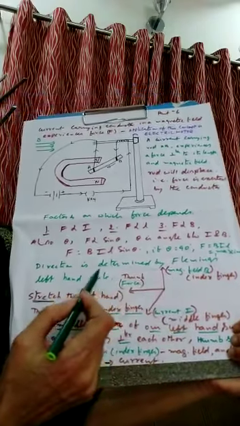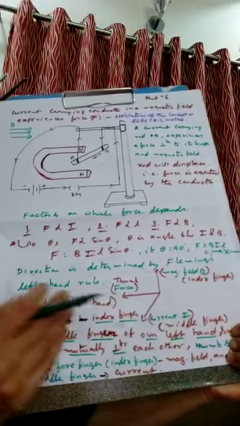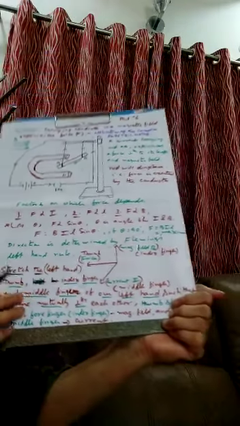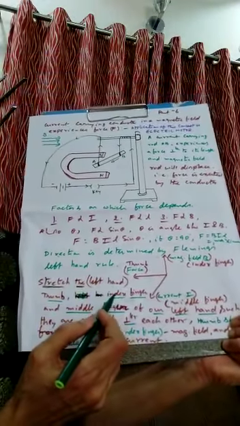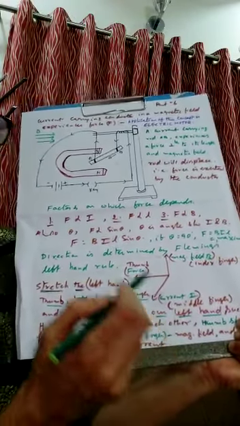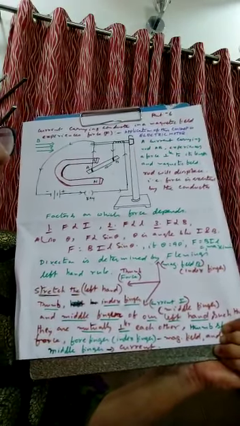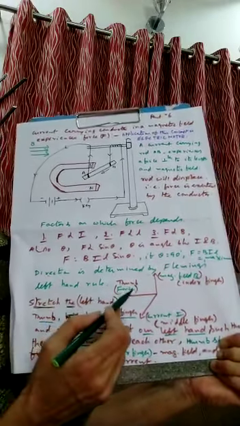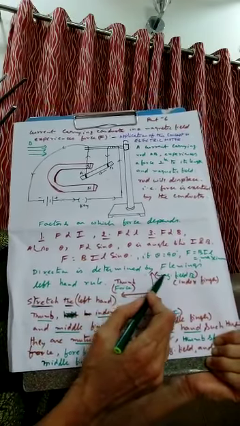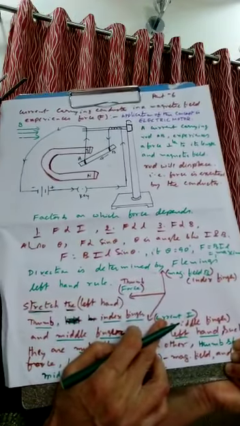After that, how do you determine the direction of force? By using Fleming's left hand rule. What is Fleming's left hand rule? Stretch your thumb, index finger and middle finger of your left hand such that they are mutually perpendicular to each other, in this way. Then the thumb shows the direction of force, the index finger shows the direction of the magnetic field, and the middle finger shows the direction of current applied.